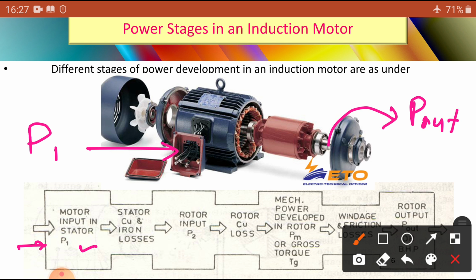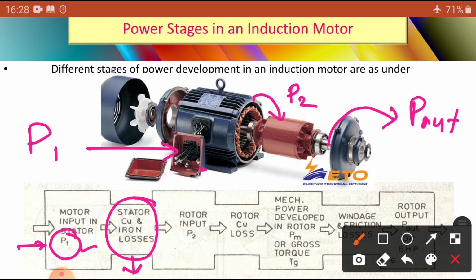Now P1, the motor input in the stator, is in the form of electrical energy. Then, due to the stator core and stator copper losses, some losses are subtracted from P1. After that we go to the rotor input, P2. This is the rotor input, we can say P2.